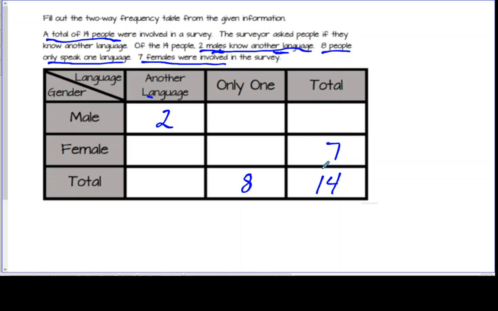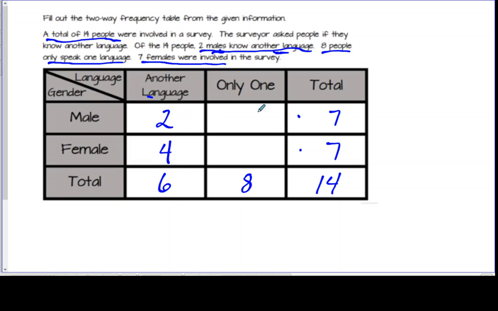So looking at this number right here, this 14 represents the total of this box and this box. So if this is 7, this has to be 7, because 7 plus 7 is 14. Right? Looking across the row, this number plus this number equals 14. So if this is 8, you could think 14 minus 8 to get 6, because 6 plus 8 is 14. Now that gives us a clue here. This is our total who speak another language. So if 2 are male, 2 plus 4 equals 6.